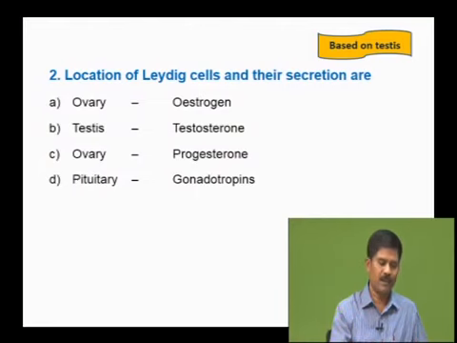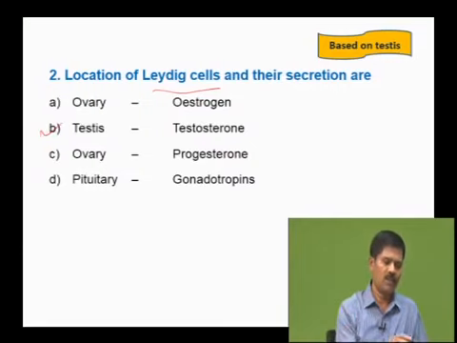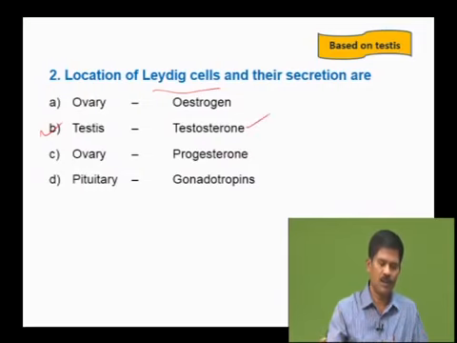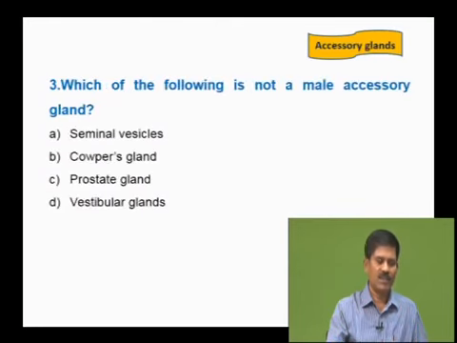It is based on the testis. Leydig cells are interstitial cells present in between the seminiferous tubules. So they are present in the testis. They are meant for secretion of a male sex hormone called testosterone. So therefore the right option is B. Look at the next question.